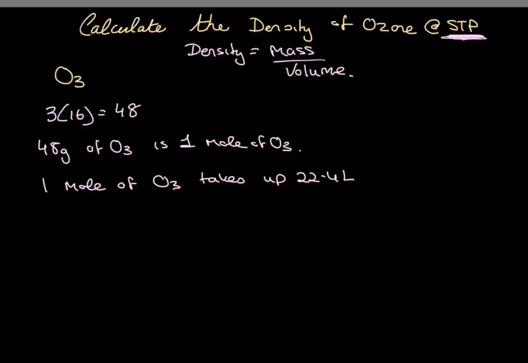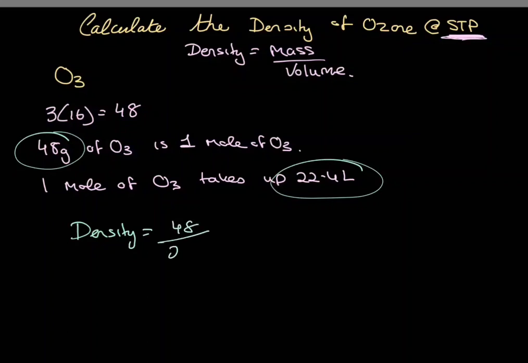So I have the mass and I have the volume. So density is 48 over the 22.4, which is 2.14 grams per litre.